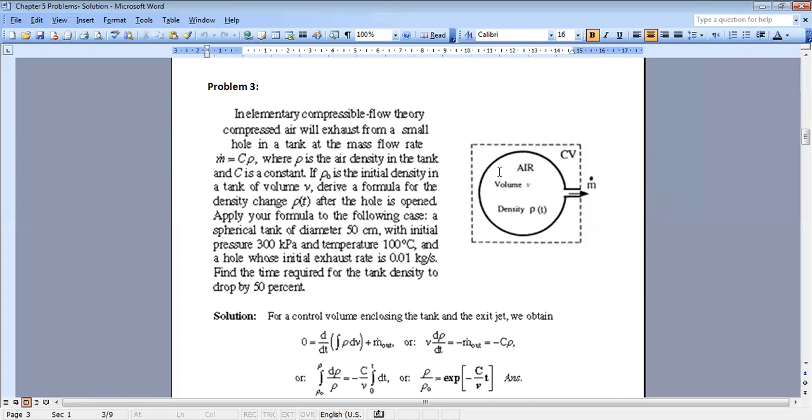Okay, now we want to derive a formula for the change in density rho as a function of t, knowing that the following conditions are given. Okay, so they gave us the geometry of our system. We have the spherical tank of diameter 50 centimeter. They gave us the initial pressure inside the tank and its temperature, and we will see why they gave us the pressure and the temperature to find what.